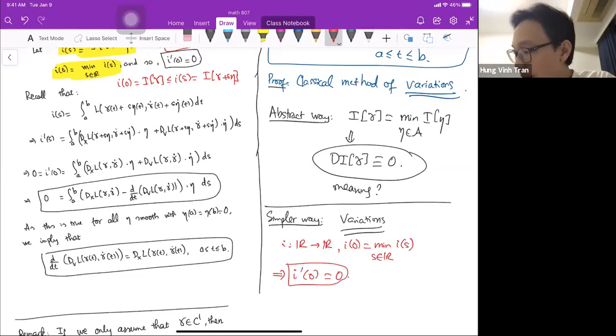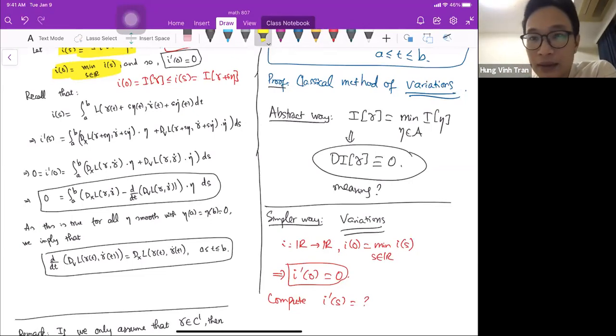So of course we need to compute what is I prime of s, and that's the whole thing. Again, we assume that everything is C1 or piecewise C1 here. So when you do the computations, you can see that s occurs here and here. So when you differentiate, you can just differentiate inside the integral. Everything is okay here. We are just doing Riemann integral, not even Lebesgue integral.